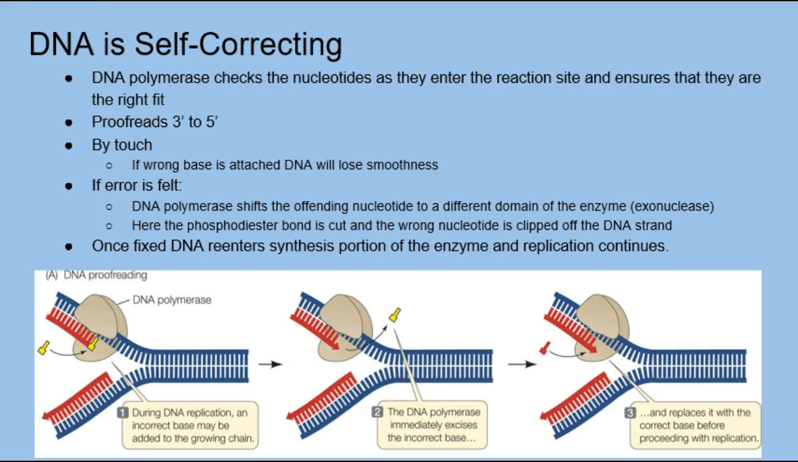If the error is felt, DNA polymerase shifts the offending nucleotide to a different domain of the enzyme called exonuclease, and here the phosphodiester bond is cut, the wrong nucleotide is clipped off, and once that happens, DNA re-enters the synthesis portion of the enzyme, and DNA polymerase fixes the replication error.